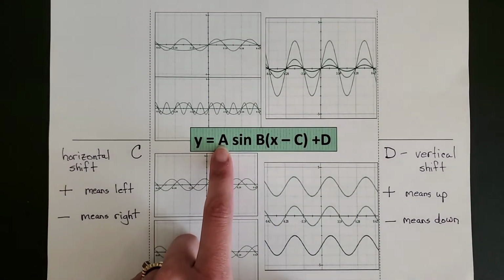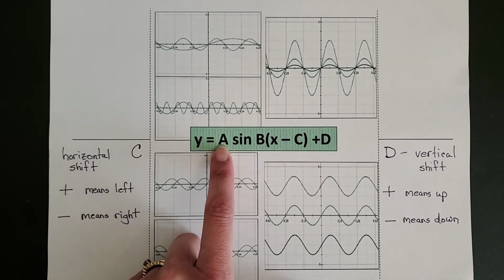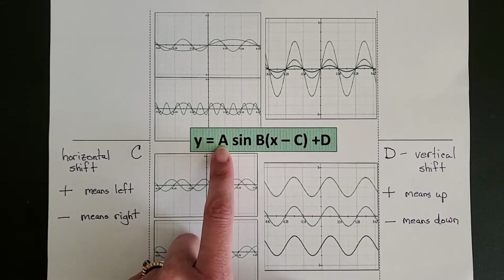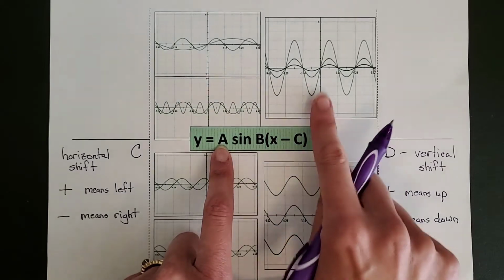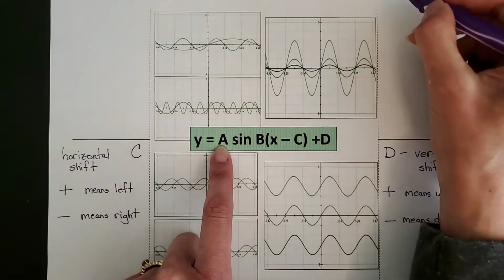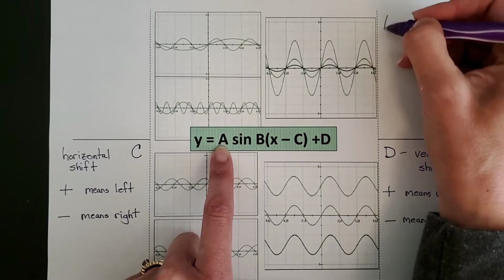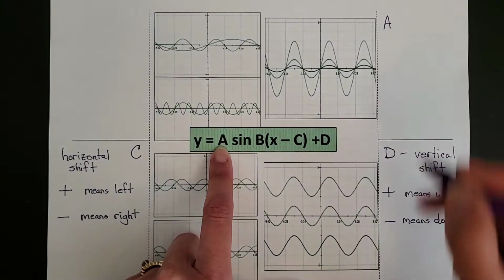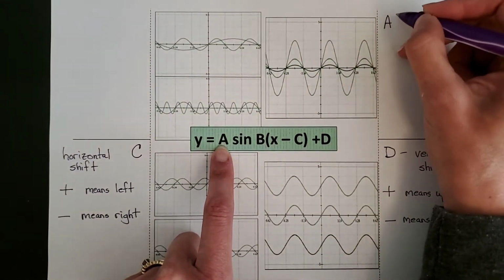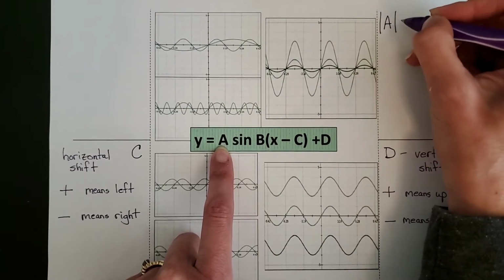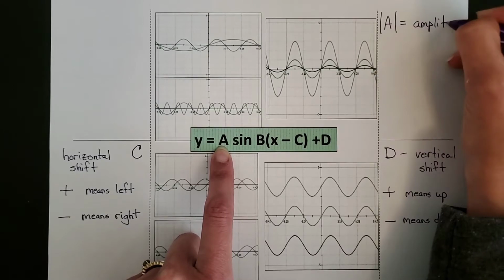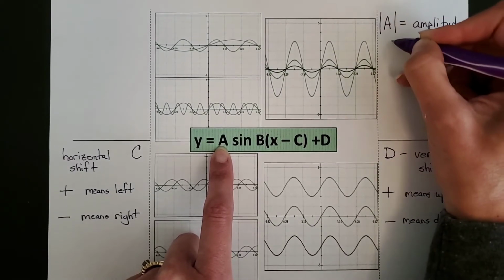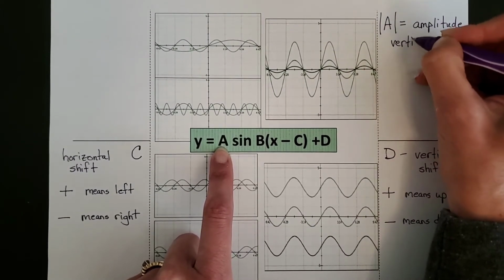A, remember, is that amplitude. That is that vertical stretching. So which one of those is stretching the graph, making it taller? That's going to be upper right. This is A. That is, remember, the absolute value of A is the amplitude. This is your vertical stretch.